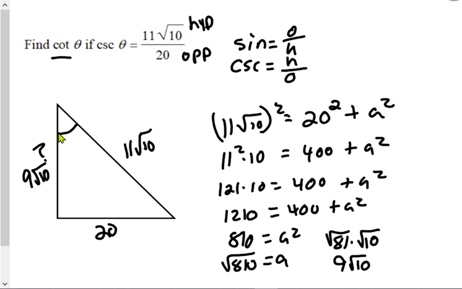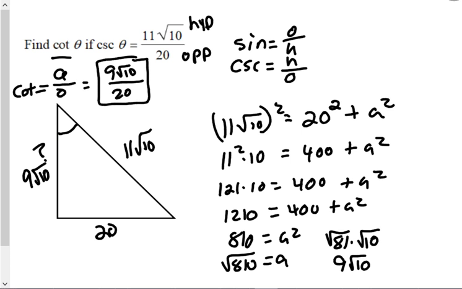And now we find the cotangent. And remember, the cotangent is adjacent over opposite. And so the adjacent side to that angle that we're working with at the top is 9 square root of 10. And the opposite side is 20. There's nothing we could do with the 9 and the 20 as far as simplification. So your final answer for that problem is 9 square root of 10 over 20.